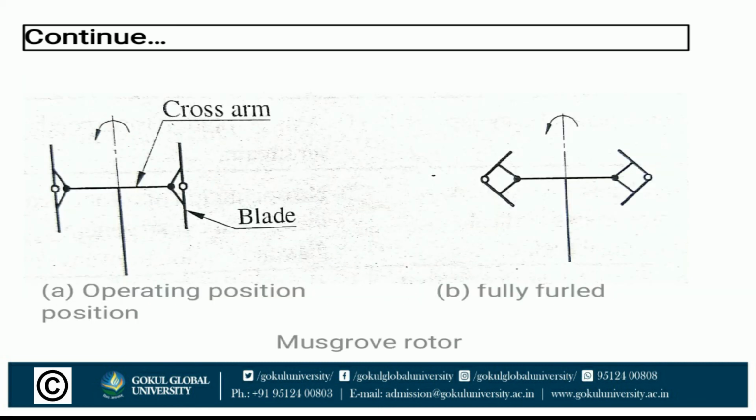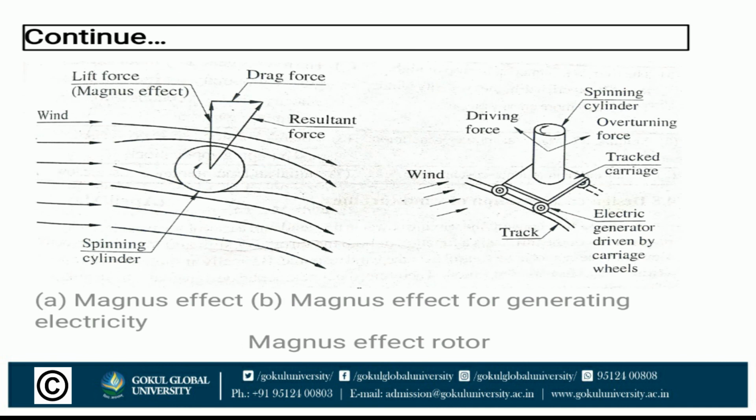It is the diagram of the Musgrove rotor. It works on lift force. It has H-shaped blades with a fixed pitch. The blades are attached vertically to a horizontal cross arm. Power control is achieved by controlled folding of the blades. Inclining the blades to the vertical provides an effective means of altering the blade's angle of attack and hence controlling the power output.